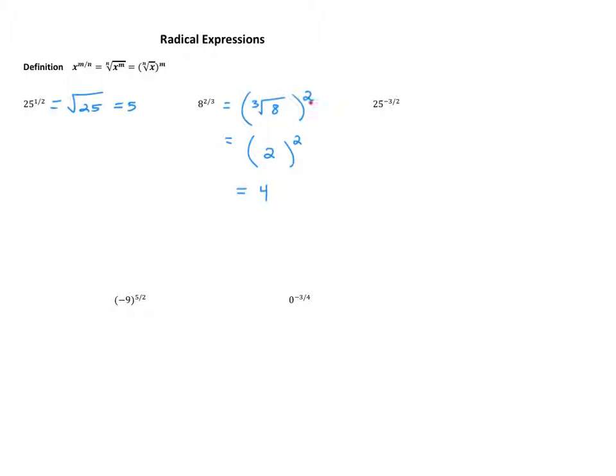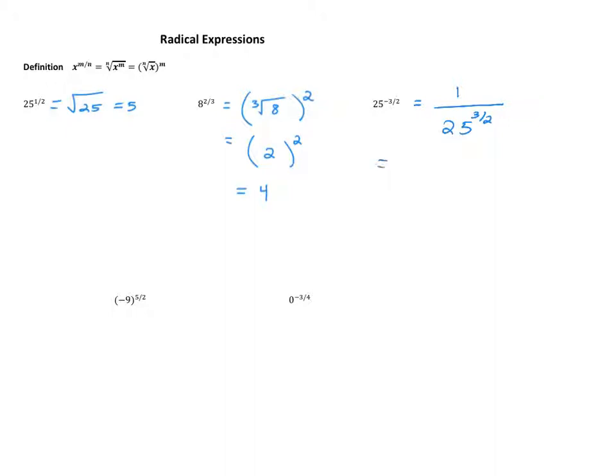You could have reversed this order. You could have first squared the 8 and then taken the cube root, and we'd still end up at the same answer. What about 25 to the -3/2 power? Anytime that we come across a negative exponent, that means we can write it as a fraction. This is 1 divided by 25 to the +3/2 power. All we need to do now is figure out, what is 25 to the 3/2?